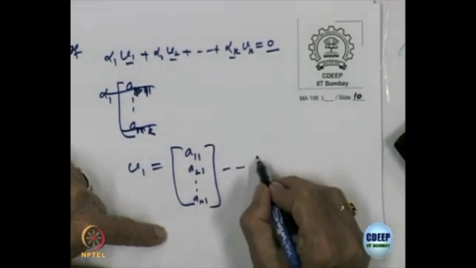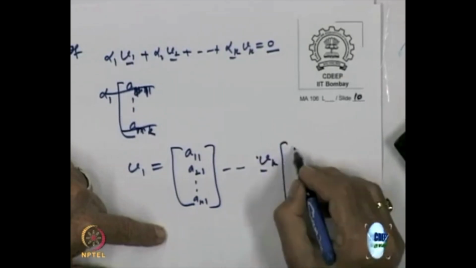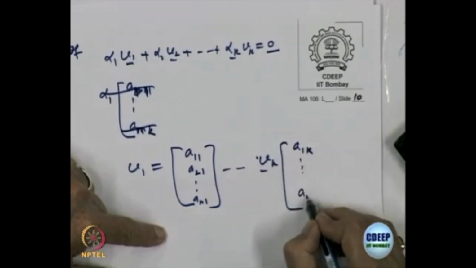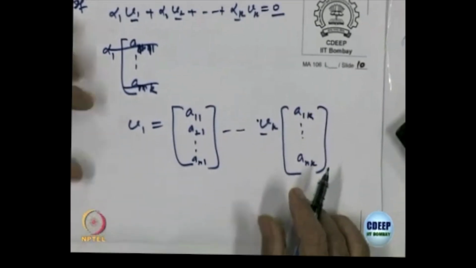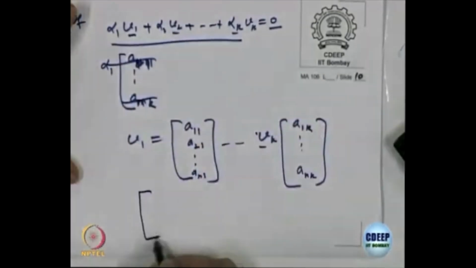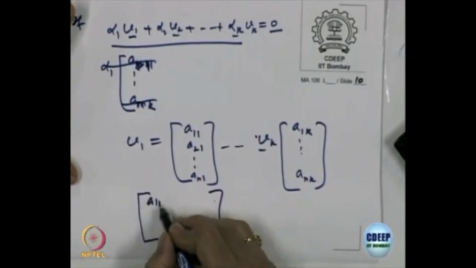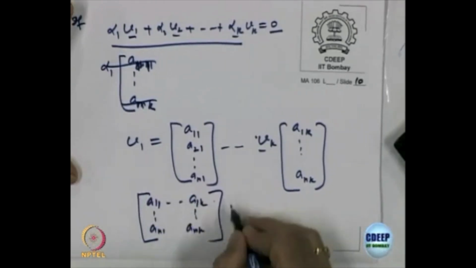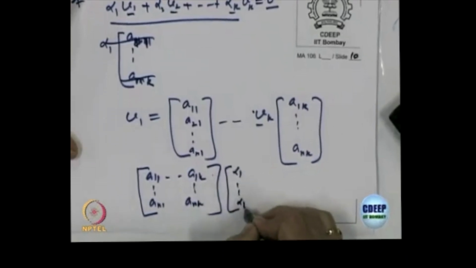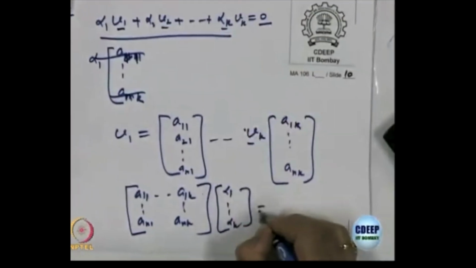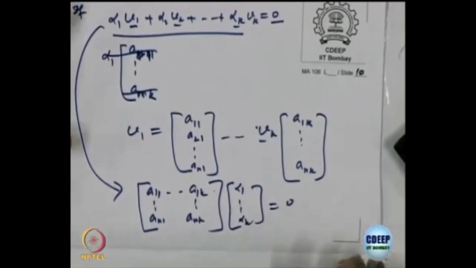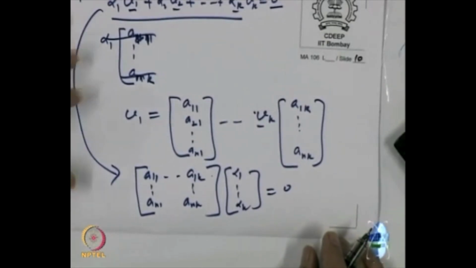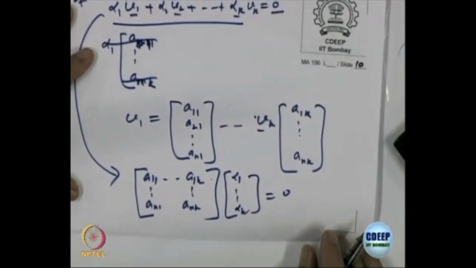And Vk will be A1k up to Ank, right. So then this equation is just written as the matrix with columns A11 up to An1 and A1k up to Ank, applied to alpha 1 up to alpha k, is equal to 0. So this equation is the same as saying this equation, right. Now, how many equations are here? N equations in k variables.